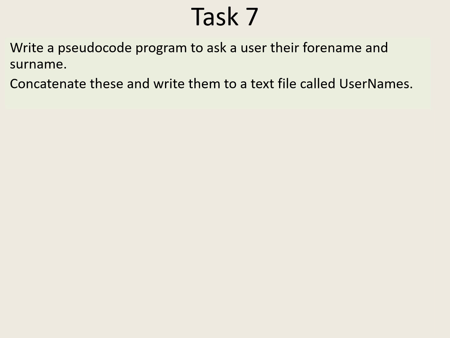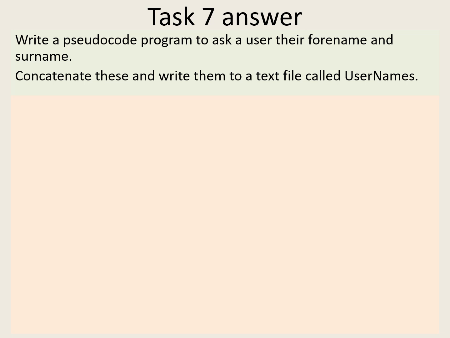So write a pseudocode program to ask the user for their forename and surname, concatenate these, so that's using the plus operator to put them together, and write them to a text file called username. So pause the video, have a go at this one, press play, and see how. Right, so hopefully you've paused the video. Let's have a look at the solution for task 7.